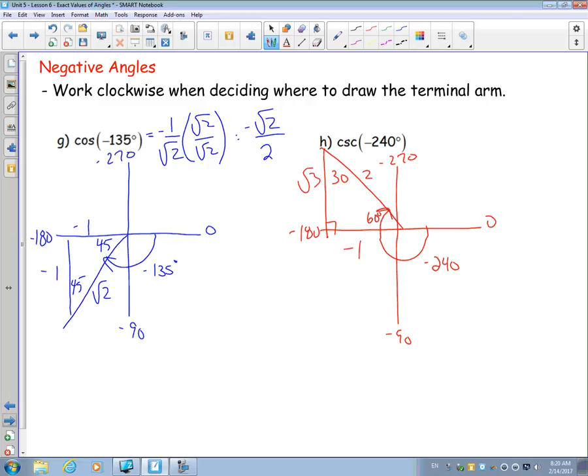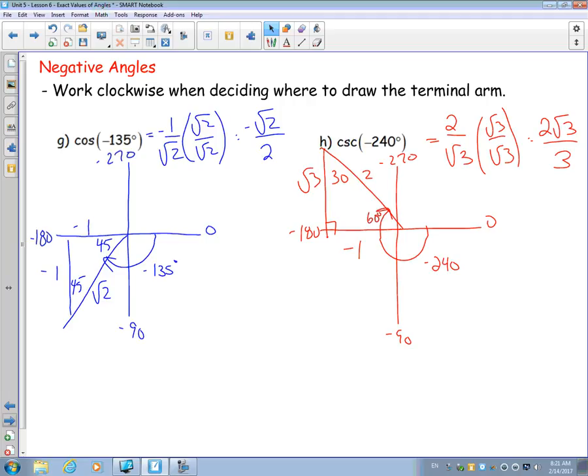I got a negative to the left. Cosecant, opposite of sine. Sine is y over r. So ours is r over y. Rationalize, and we'll end up with 2 root 3 over 3.